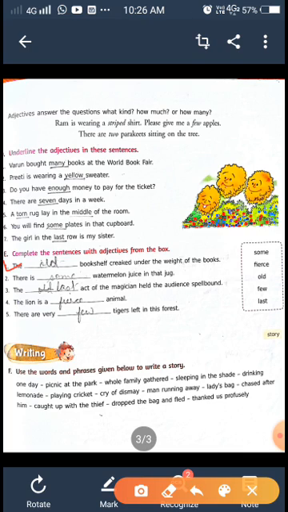Number 4. The lion is a dash animal. The lion is a fierce animal. Number 5, there are very less tigers left in this forest. Few. There are very few tigers left in this forest. Okay. So here our exercise is over.